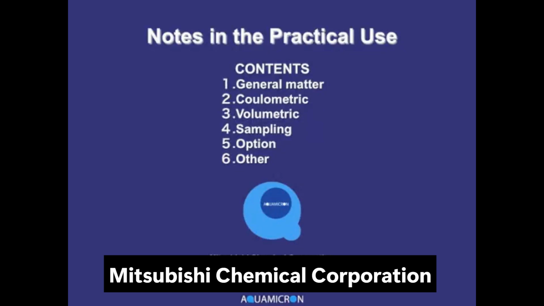In this section, I would like to explain some important information that I believe will be very useful to help you understand the practical use of Karl Fischer titration. I will cover 6 items in this presentation. I will start with general points about Karl Fischer titration and then go into more detail about both coulometric and volumetric titrations. Fourth, I will explain how to treat actual samples. After a briefing about optional devices, I will close this presentation with some other miscellaneous information.